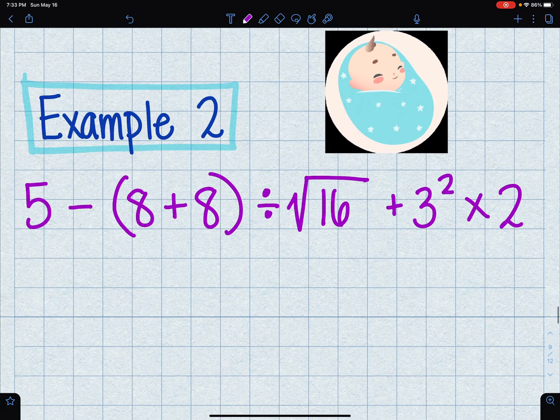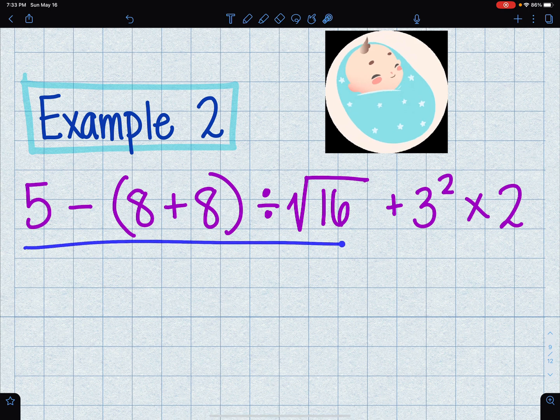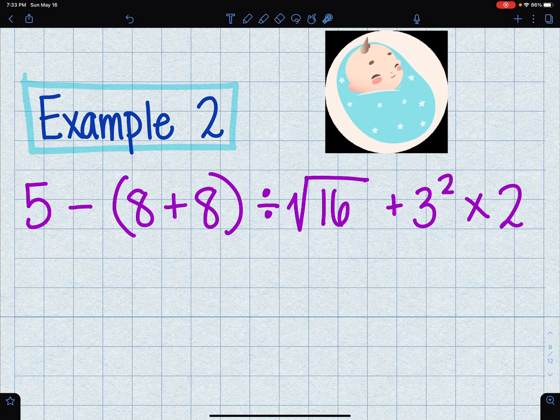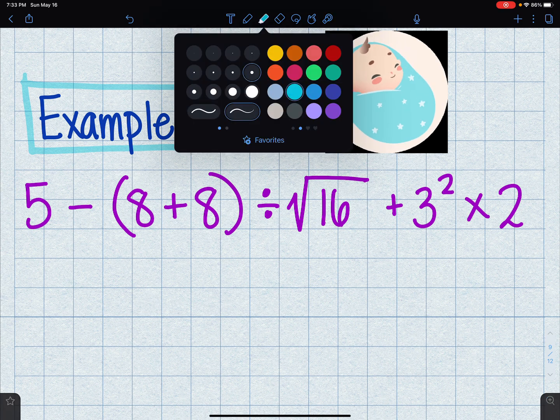Alrighty, let's do example 2. Example 2 is basically this big, long problem, but you have to figure out what to do first using please excuse my dear Aunt Sally, or the order of operations, excuse me. Okay, so here we go.